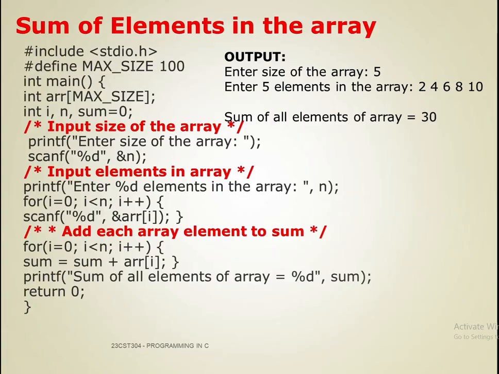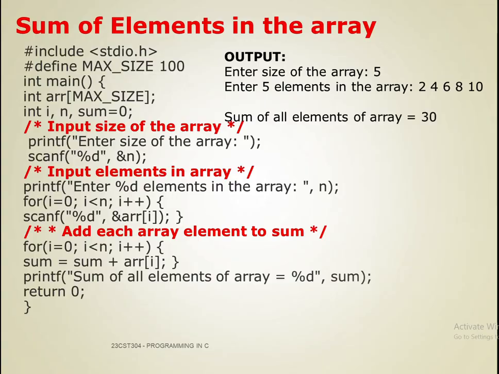Now suppose the user enters 2, 4, 6, 8, 10. We want to calculate 2 plus 4 plus 6 plus 8 plus 10 equal to 30. Here we need a variable called sum. Initially sum equal to 0. This is very important. We initialize sum to 0 because we are going to add values to it one by one. In the first for loop, this loop reads each value from the user and stores it into the array.